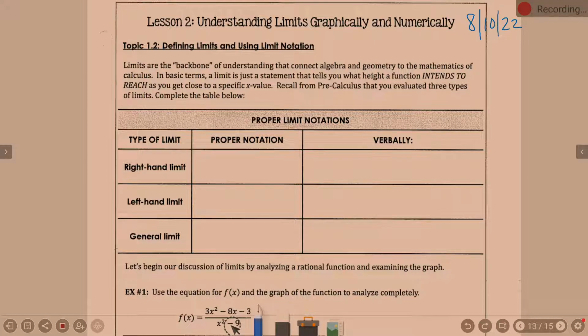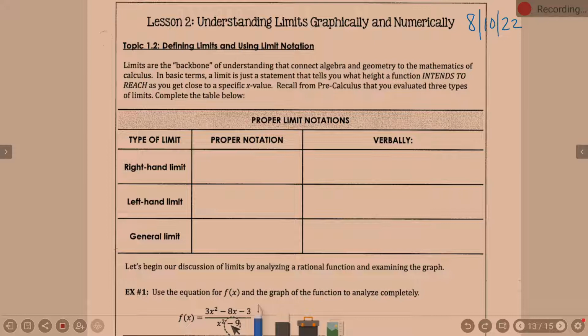So we're going to look at limits. As I said, there are 3 big topics in calculus, and the first topic is limits. So everything we can learn about limits. Limits are the backbone of understanding that connect algebra and geometry to the mathematics of calculus. In basic terms, a limit is just a statement that tells you what height a function intends to reach as you get close to a specific x value.